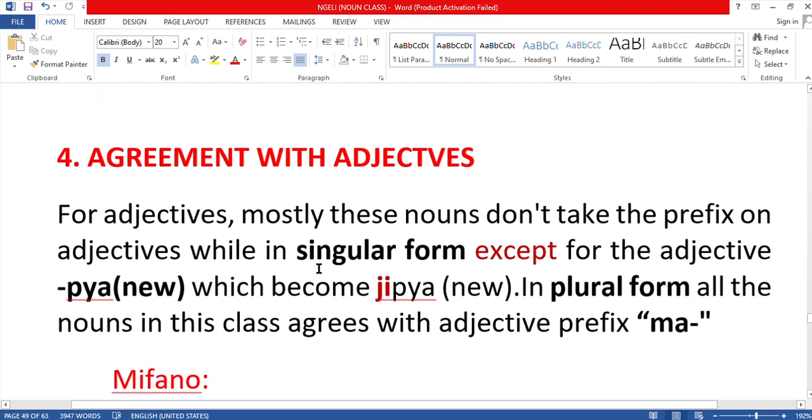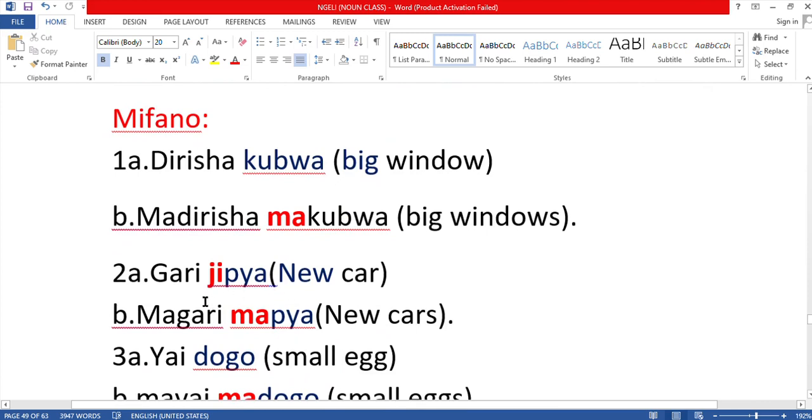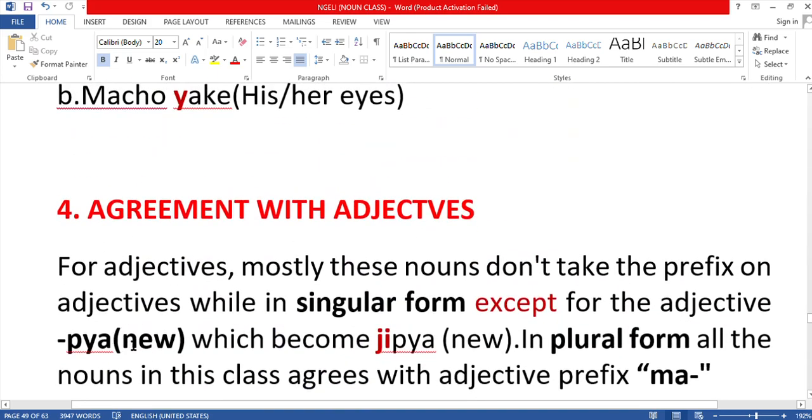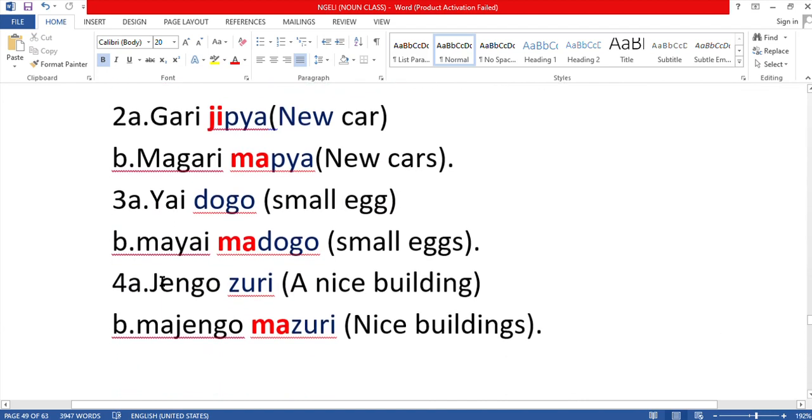Mostly in singular form they don't take a prefix, but in plural form they start with ma. Gari jipya. This one is an exception. Jipya, new. Gari jipya. Magari mapya. Yai dogo. Mayai madogo, small eggs. Yai dogo, mayai madogo.